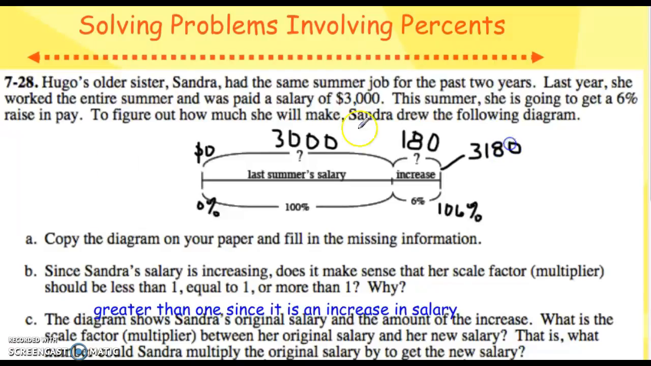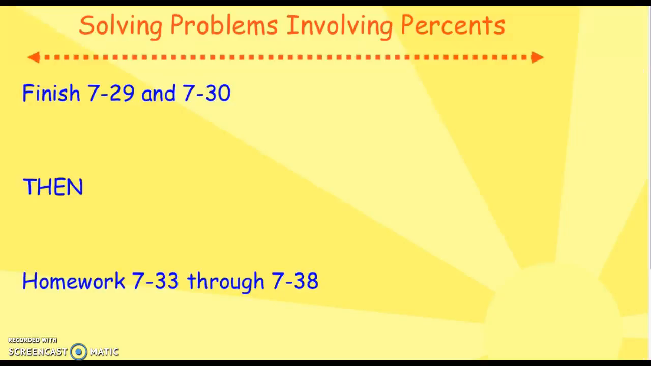All right, now it's time for you to try on your own. So you're going to do problems 29 and 30 on your own, and when you can show your teacher you're finished, then you'll get the homework 33 through 38. Good luck, and ask your teacher if you have any questions.